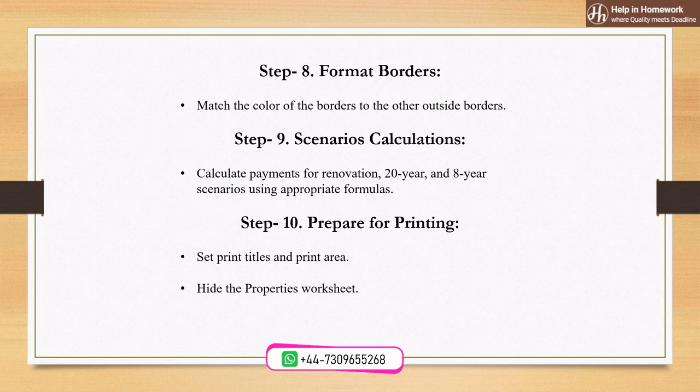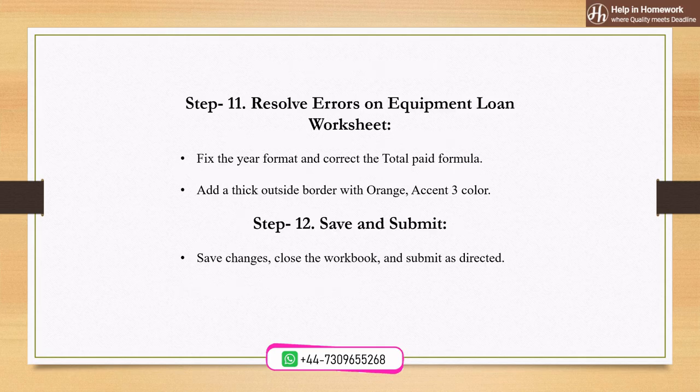Step 9. Scenarios calculations. Calculate payments for renovation, 20-year and 8-year scenarios using appropriate formulas. Step 10. Prepare for printing. Set print titles and print area. Hide the properties worksheet.